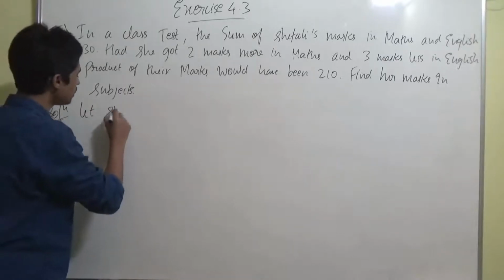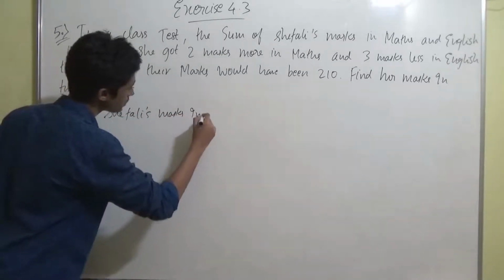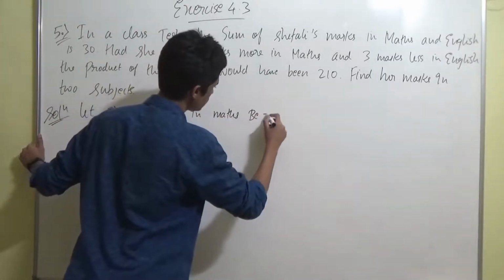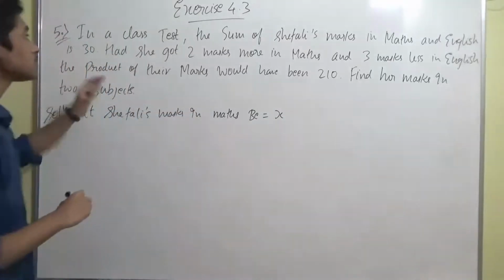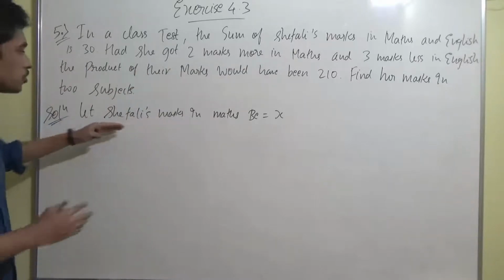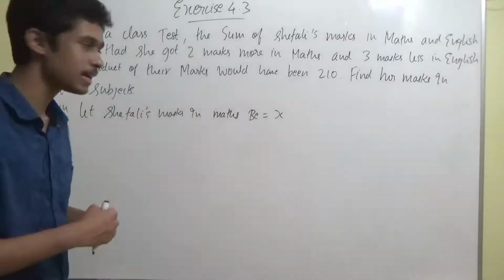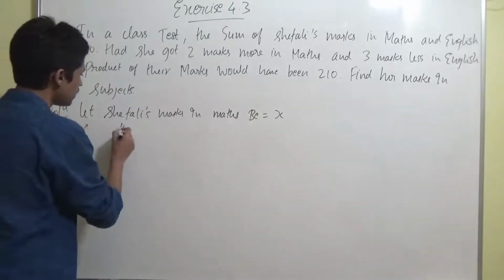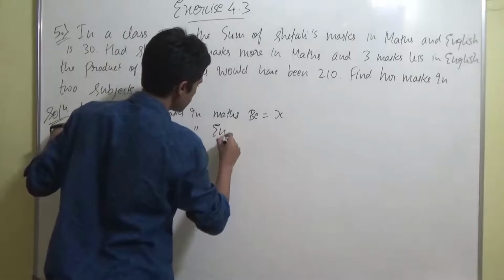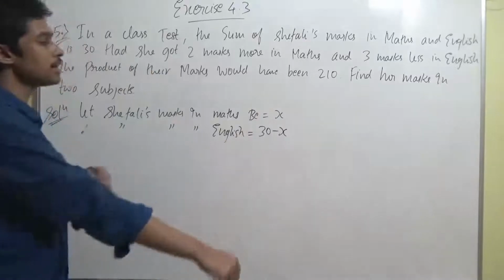Let Shefali's marks in Maths be equal to X. They're saying the sum of both the marks, Maths plus English, is 30. Which means if you assume Shefali's marks in Maths to be equal to X, then her marks in English is going to be equal to 30 minus X. Getting it? Shefali's marks in English is going to be equal to 30 minus X. Getting it? Because the sum of both marks is 30.